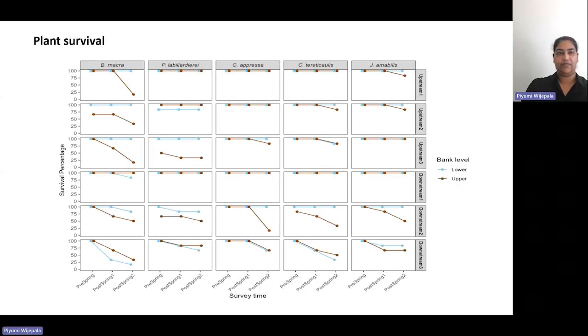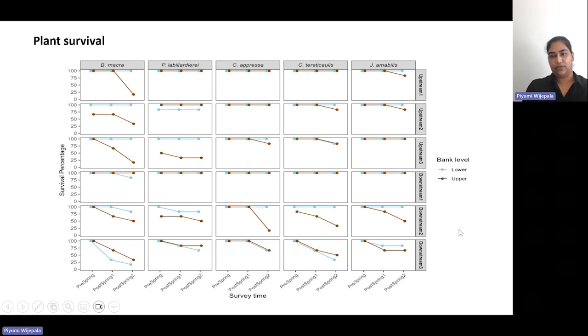So let's see what we have seen so far in this experiment. First, I'd like to go through the survival of these plant species. Again, a messy graph, but it's simple. I'll take you through that. As I mentioned, we had 5 species representing grasses and riparian plants, and we had 3 upstream sites and 3 downstream sites. And as I mentioned earlier, we had 2 levels of plants, one in the lower level and one in the upper level. The blue color represents the lower level and the brown color represents the upper level.